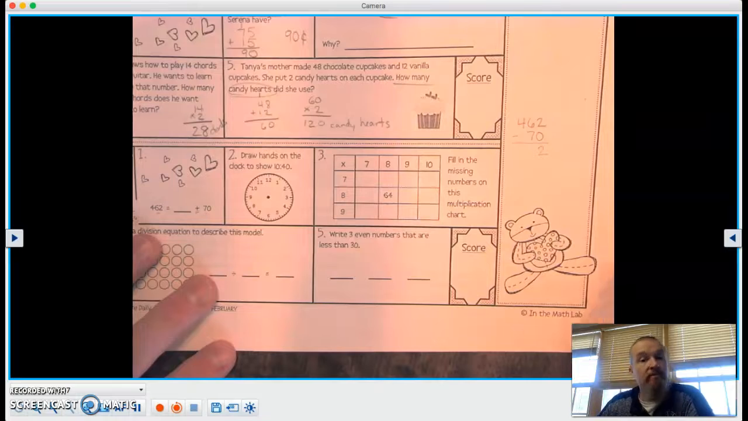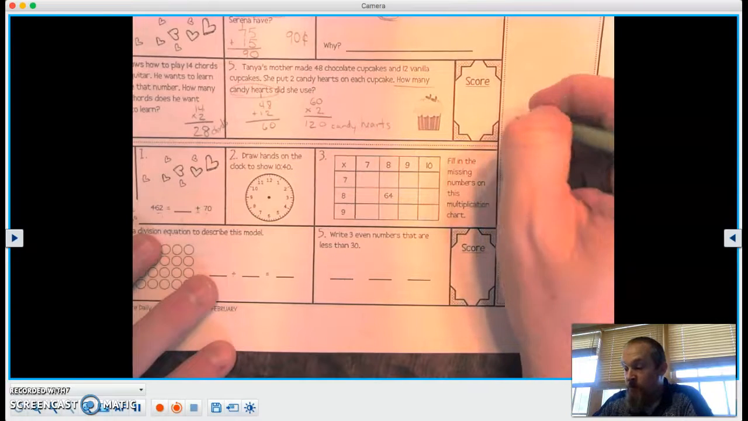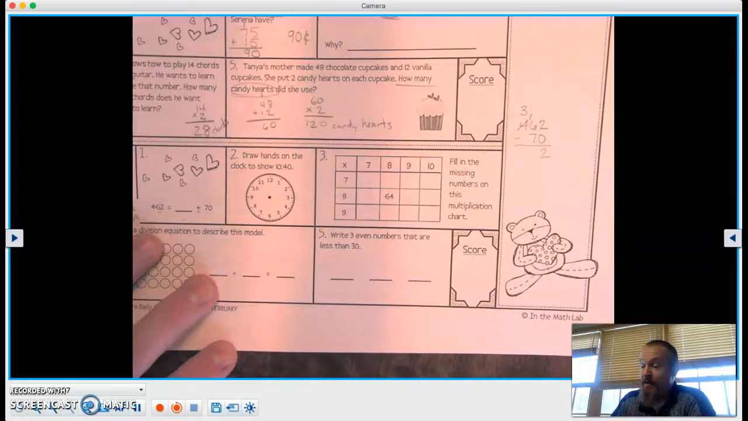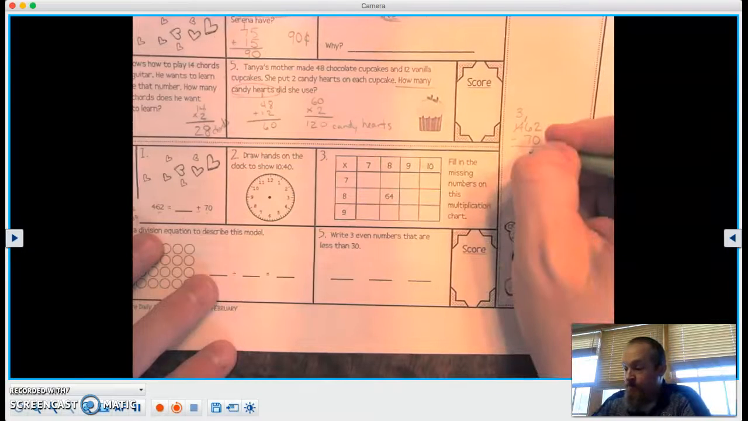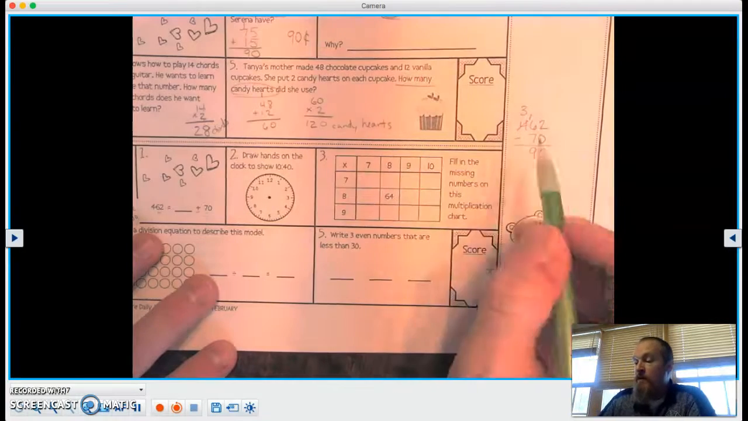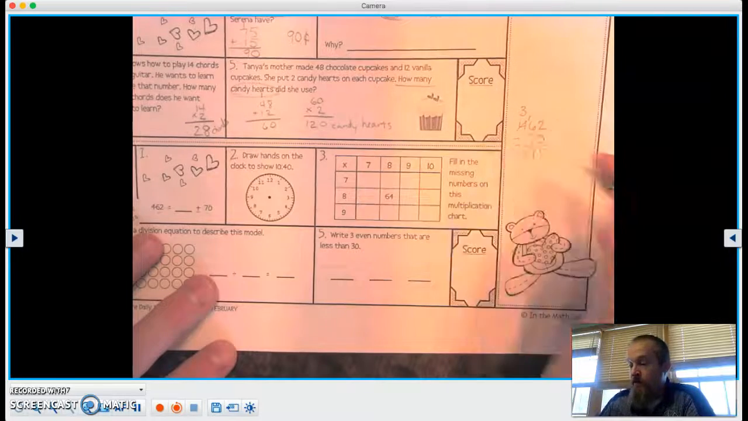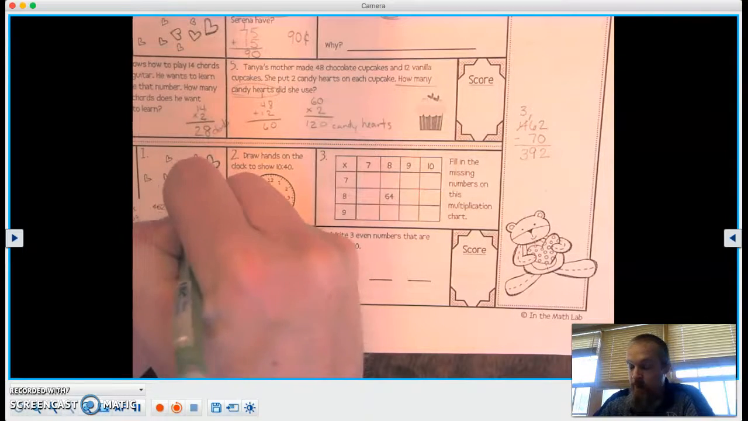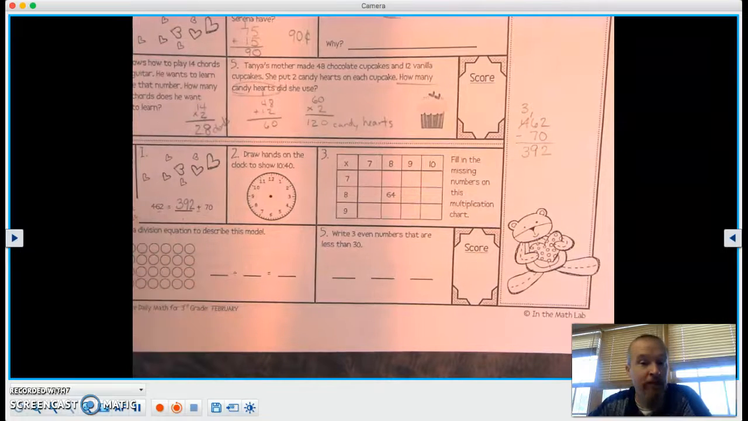6 minus 7, there's more on the floor, so we have to borrow from next door. 16 minus 7, we have 6 and 3 is 9. And 3 minus nothing is 3. So there's our 392. Plus 70 is 462. All right, draw hands on the clock to show 10:40.